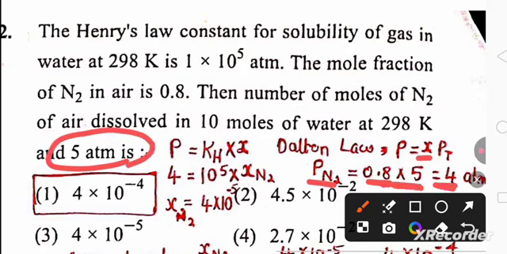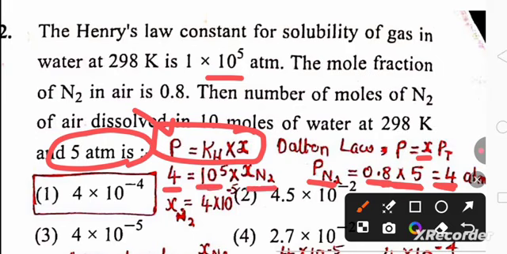Now this partial pressure we will substitute in Henry's law formula, where the partial pressure value is 4 and KH value is 10 to the power of 5, and we will find out the mole fraction of nitrogen. When you calculate, you will get 4 into 10 to the power of minus 5. But remember children, that is not the answer.